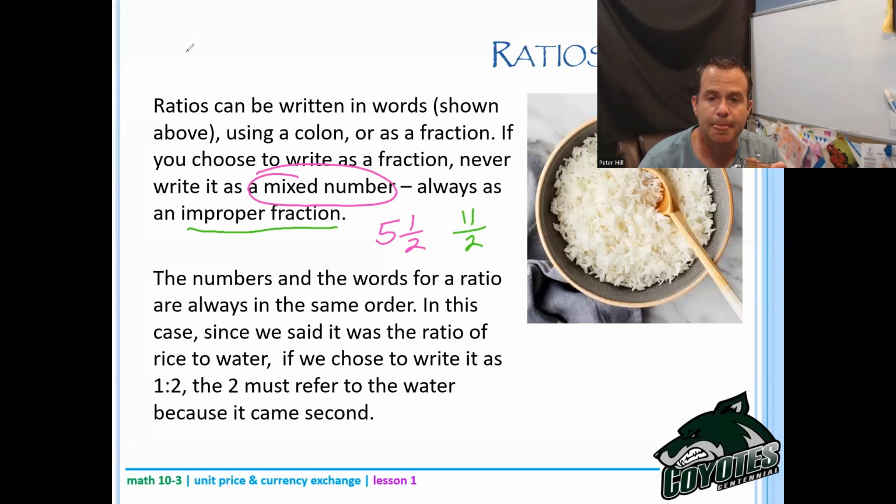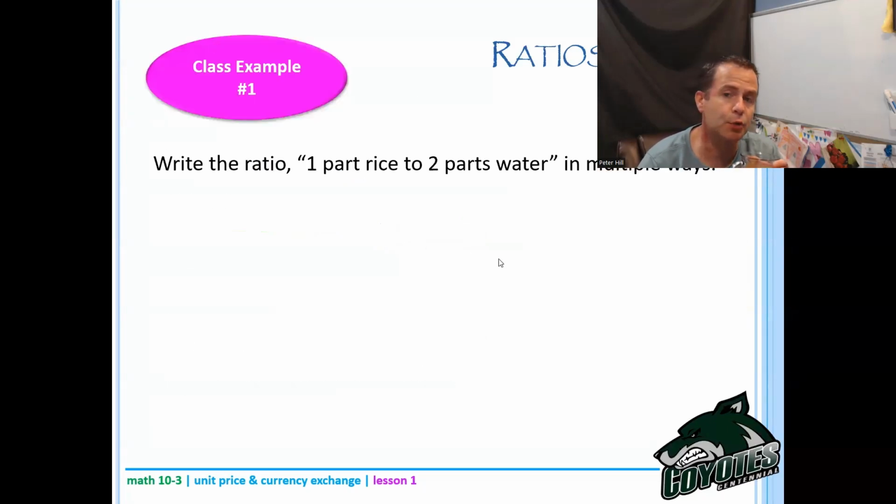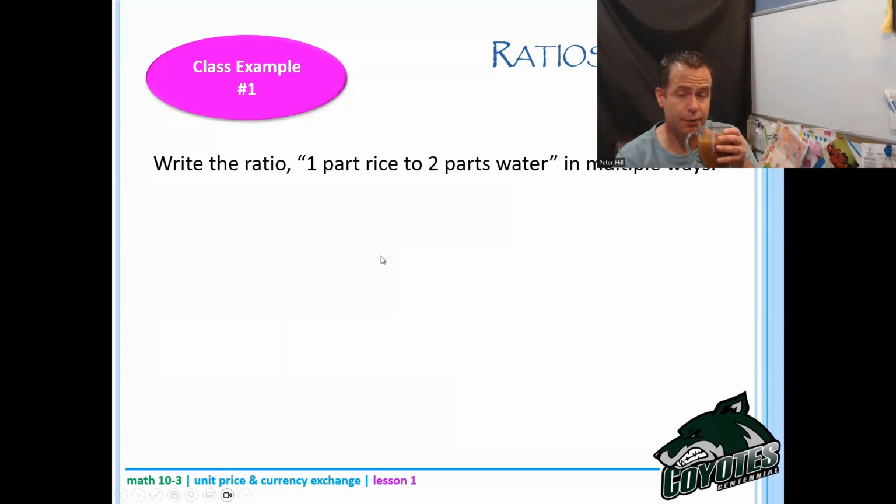Okay, so class example, write the ratio 1 part rice to 2 parts water in multiple ways. I actually did this on the previous slide when I was talking about how to write them as a colon and how to write them as a fraction, okay?